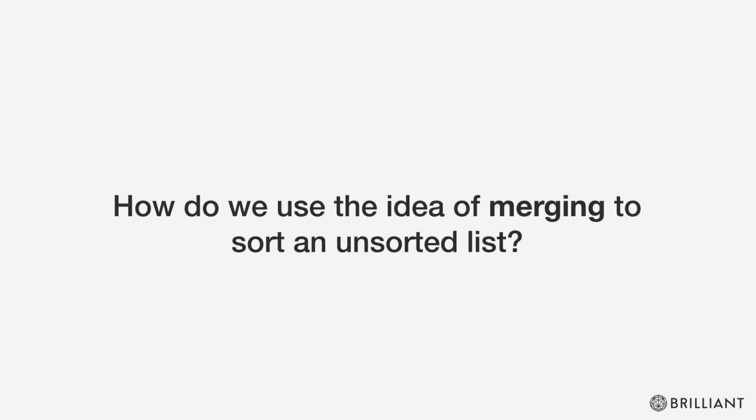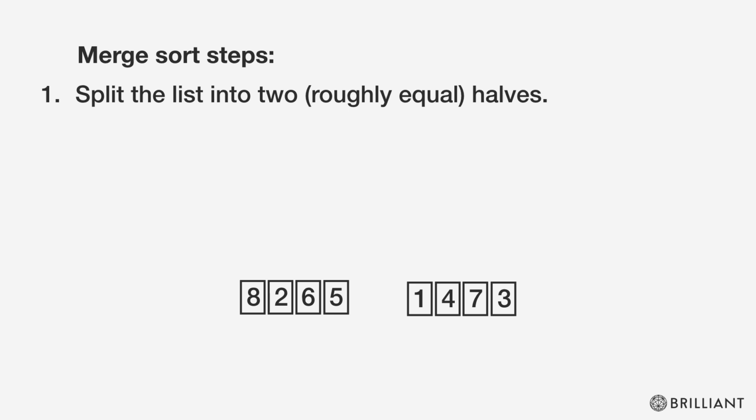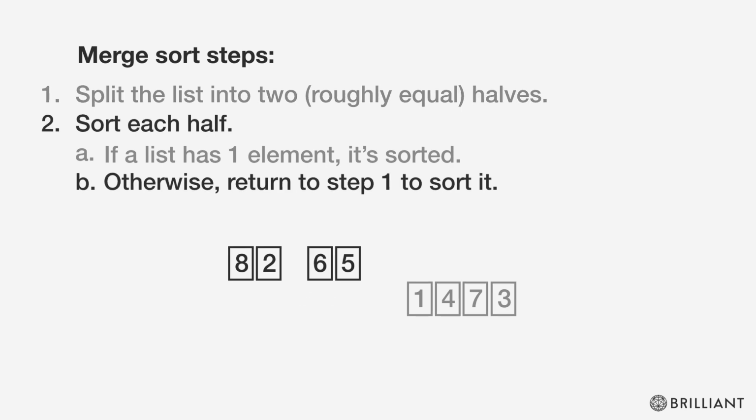How do we use the idea of merging to sort an unsorted list? The merge sort steps are: 1. Split the list into two roughly equal halves, then sort each half, which you just do by splitting it up again. You keep doing this until you get single element lists, which by definition are sorted, so you can merge them.